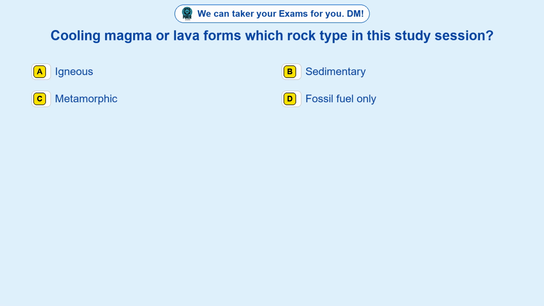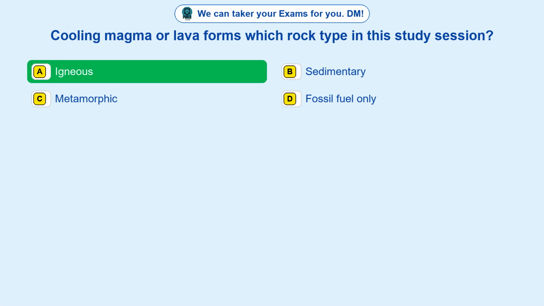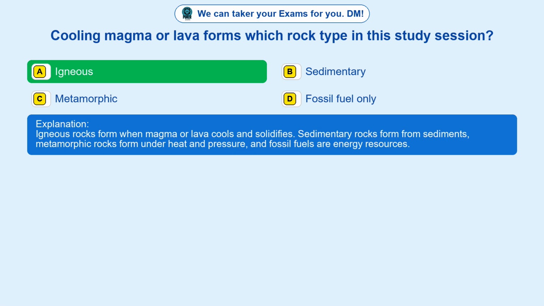Question 84. Cooling magma or lava forms which rock type in the study session? Option A, igneous. Option B, sedimentary. Option C, metamorphic. Option D, fossil fuel only. The correct answer is option A, igneous. Igneous rocks form when magma or lava cools and solidifies. Sedimentary rocks form from sediments, metamorphic rocks form under heat and pressure, and fossil fuels are energy resources.